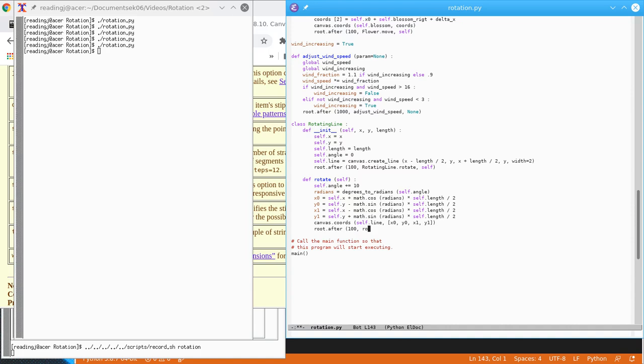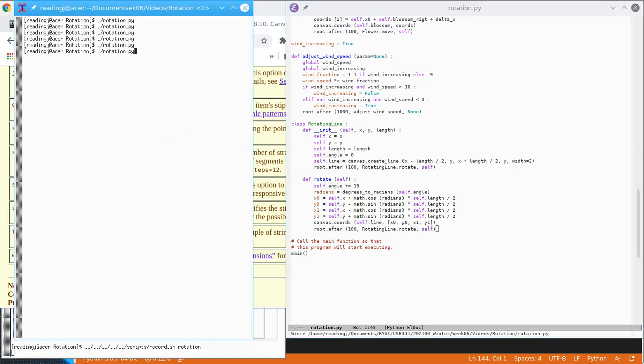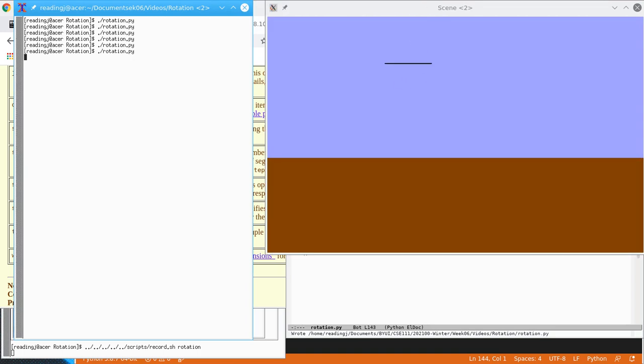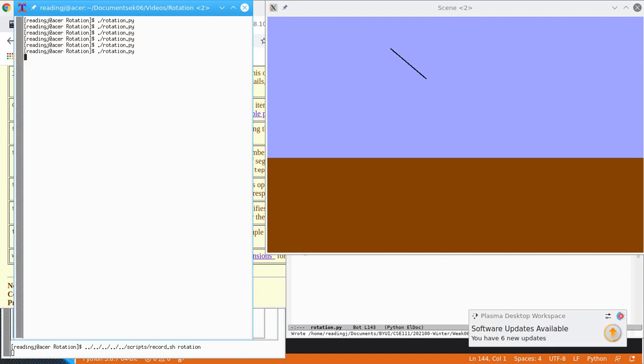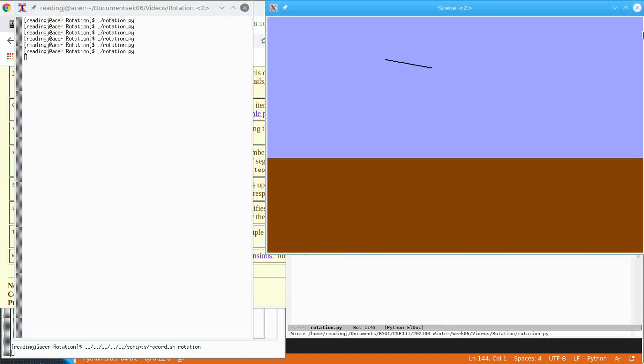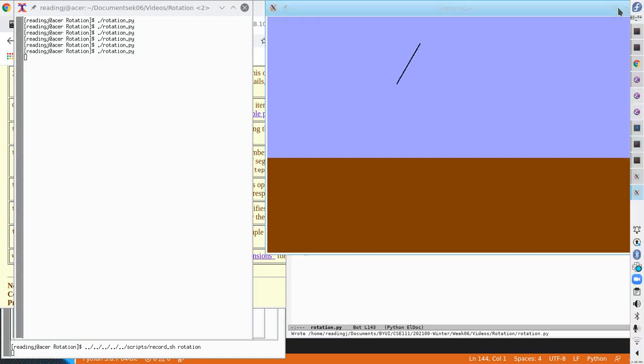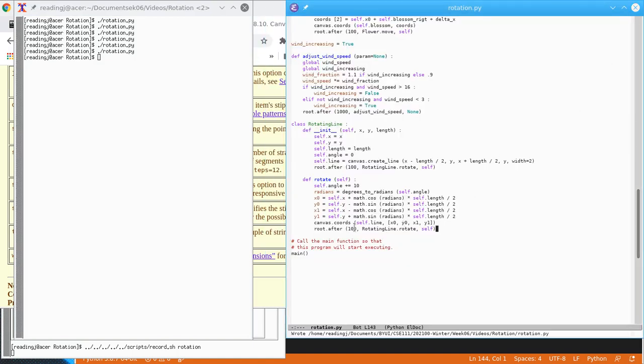milliseconds. Rotating line.rotate(self). And there it goes. It's rotating around its center position. Which was kind of what we wanted. Obviously we could speed it up if we wanted to. The easiest way to do that is to decrease the delay.